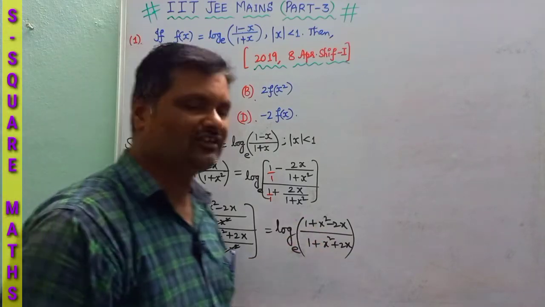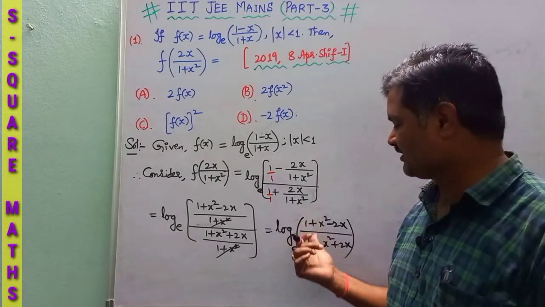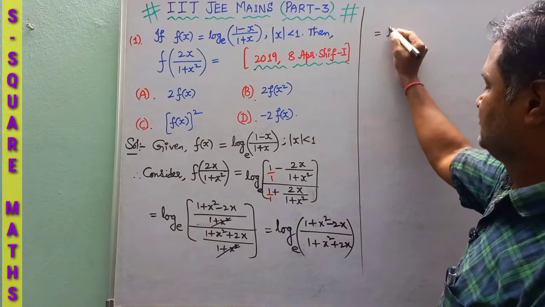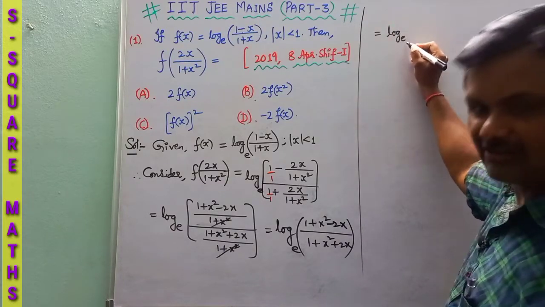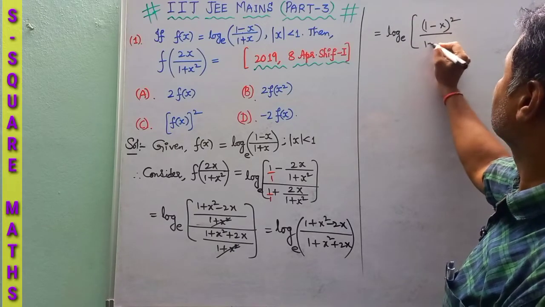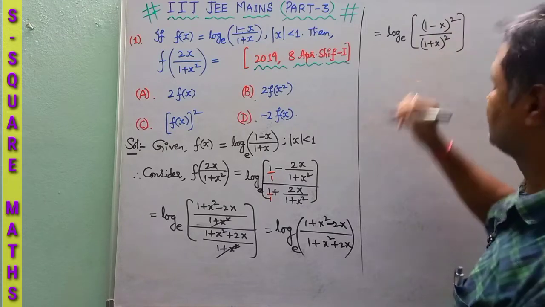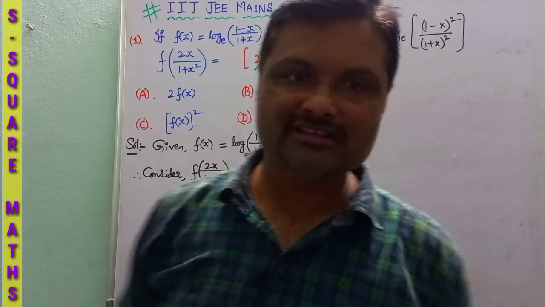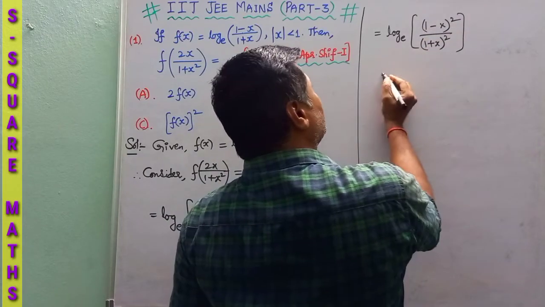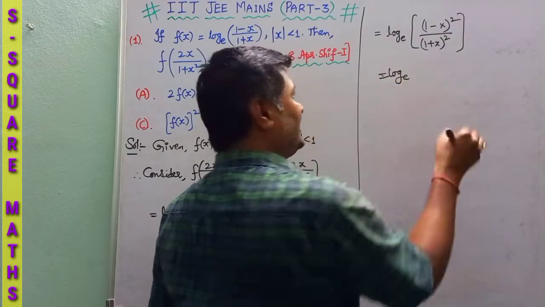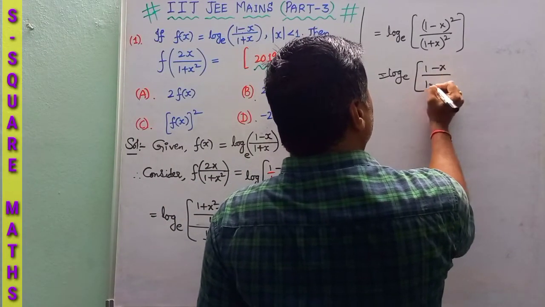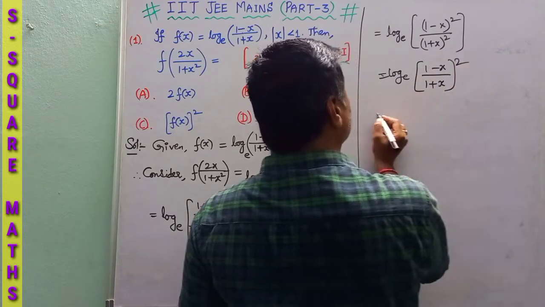If you observe carefully, the numerator takes the form of (a minus b) whole square and the denominator is (a plus b) whole square. Now I can write log with respect to the base e of (1 minus x) whole square by (1 plus x) whole square. This is in the form of a power m by b power m, which I can write as (a by b) whole power m, nothing but ((1 minus x) by (1 plus x)) whole power 2.